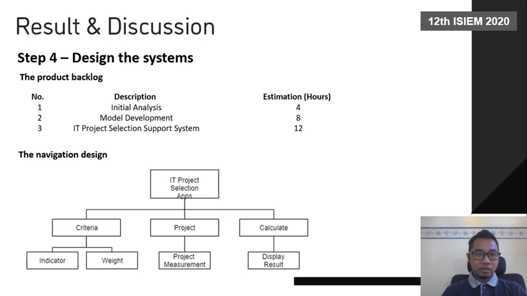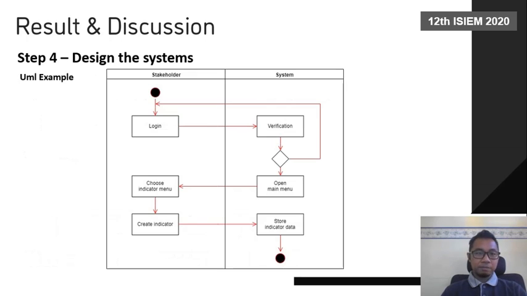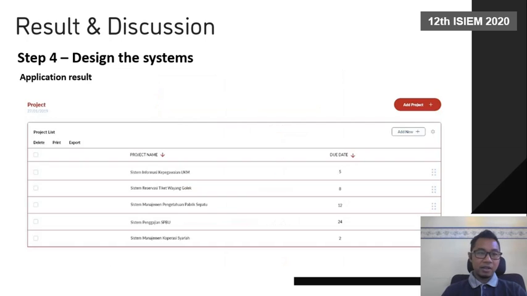Step 4, within the system, we keep in the product backlog with the estimation description and estimated hours, and then navigate the design. In the IT project selection app, we choose the criteria, we pick the project, calculate the weight, and then display the result. This is the UML example. After login and then verification, open the main menu, choose the indicator menu, create an indicator and store it inside the indicator data. And this is the application result.